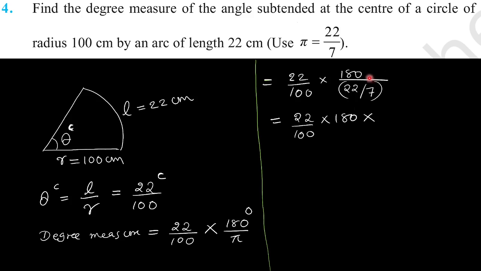You know, in the lower classes you studied division of fractions. To divide a fraction, you have to multiply with its reciprocal. The reciprocal of 22 by 7 is 7 by 22.